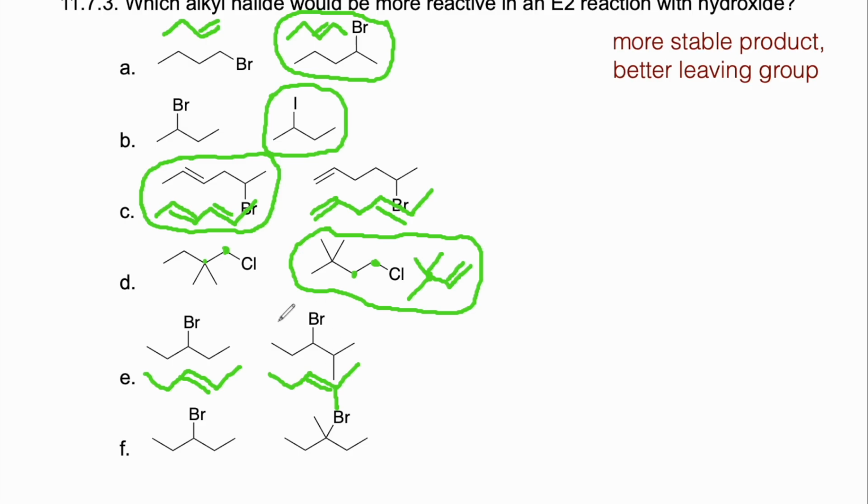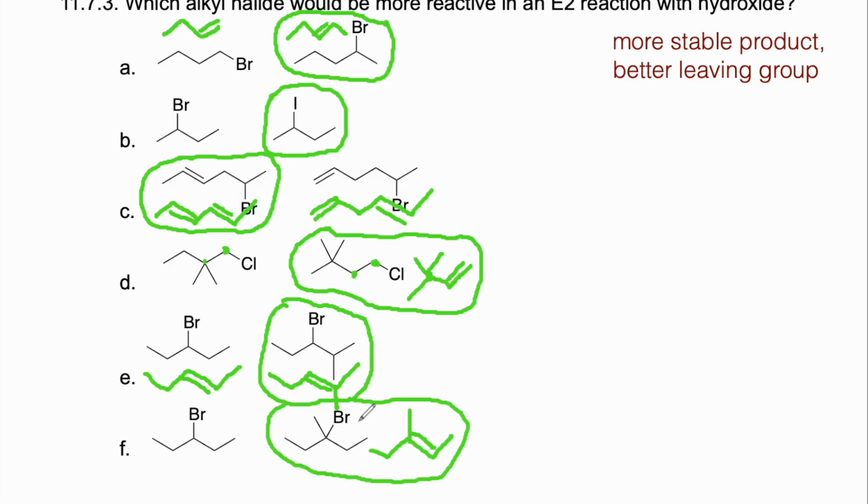Here, looking at the products that are possible, we have a disubstituted versus a trisubstituted. This one is more stable. So the better product means this halide will react more quickly. And we have a similar situation here. We have a more substituted product for this second bromide versus this first bromide. I already drew the product up here. So we'll go ahead and choose the second halide as the more reactive.